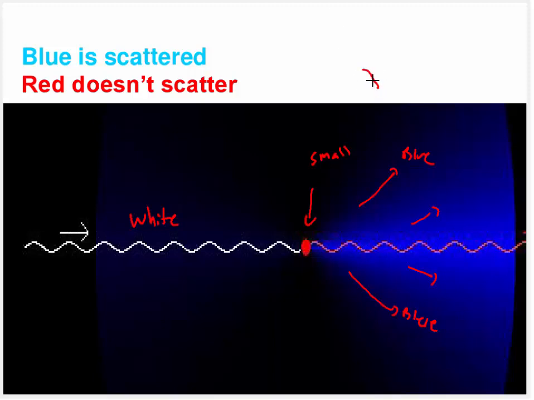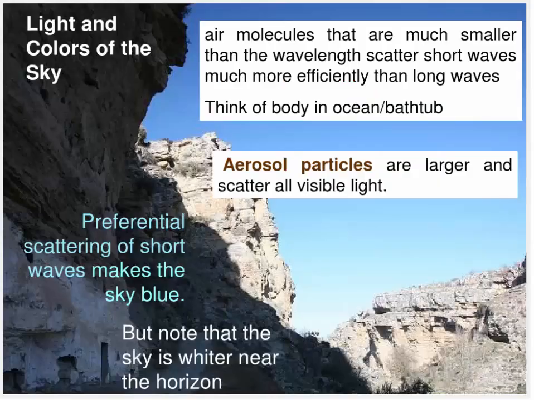Again, it's going to be the preferential scattering of the small or the shorter wavelengths, not so much of the long wavelengths. It essentially has to do with the size of the air molecules. They are much, much, much smaller than the wavelength of light, and they're going to preferentially scatter the short one.